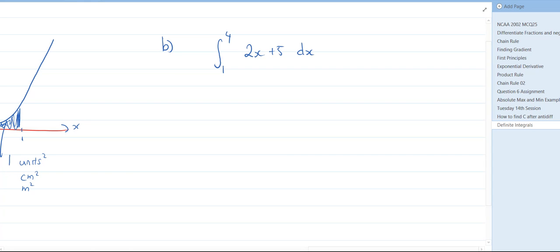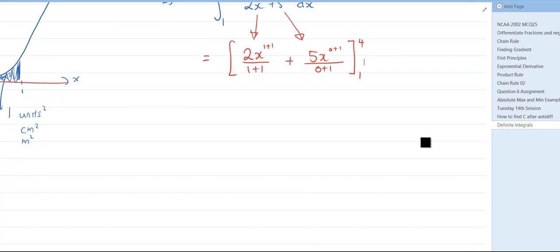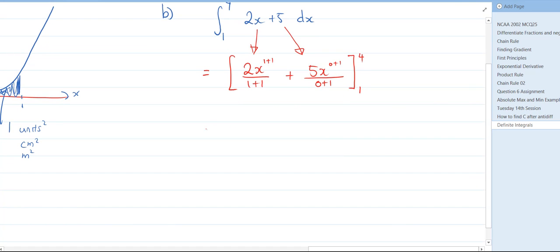So let's have a look. If I want to do this problem, same concept. I'm still going to anti-derive like I normally do. This is still 2x to the power of 1 plus 1 over 1 plus 1, plus 5x to the power of 0 plus 1 over 0 plus 1. So I'm just anti-deriving each one individually. Notice my notation, I'm writing 1 to 4. There's no plus c's because I'm finding the area this time.